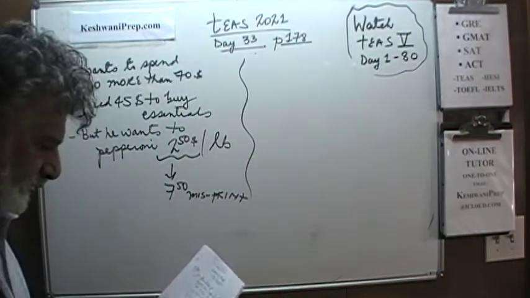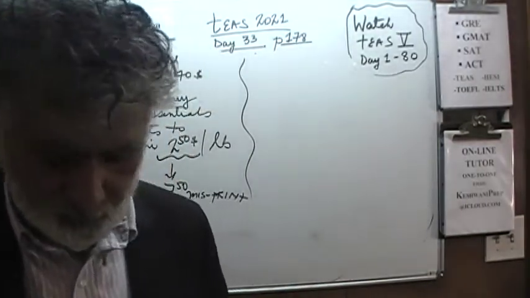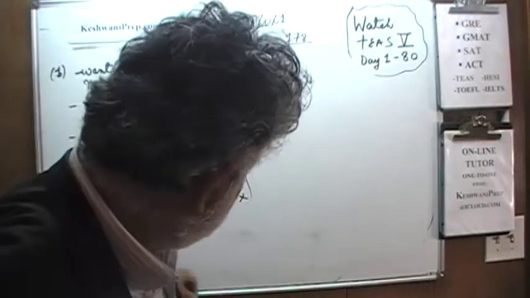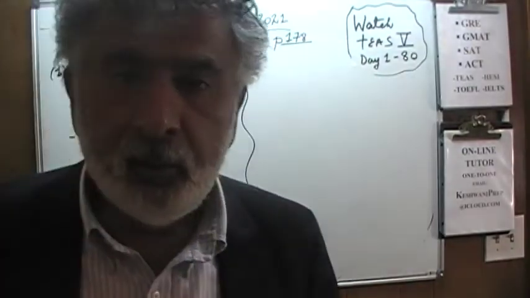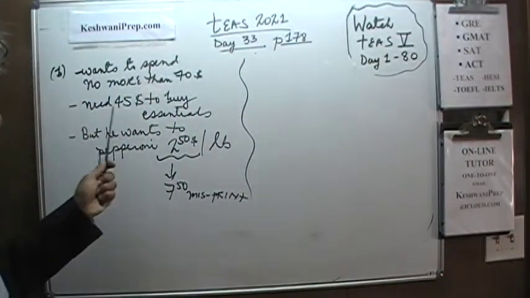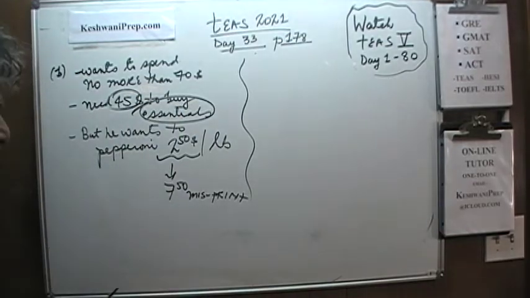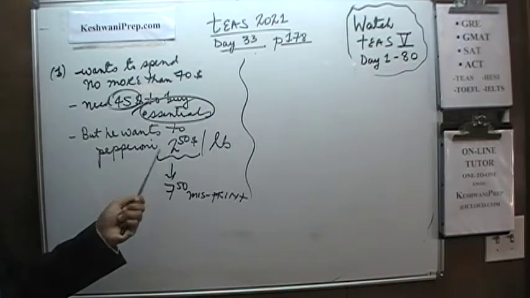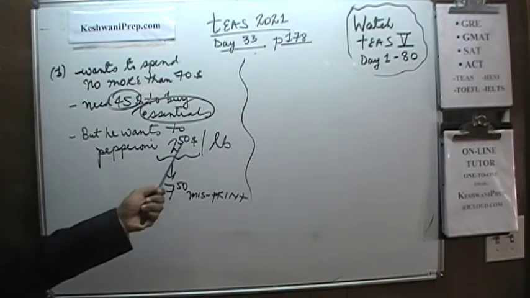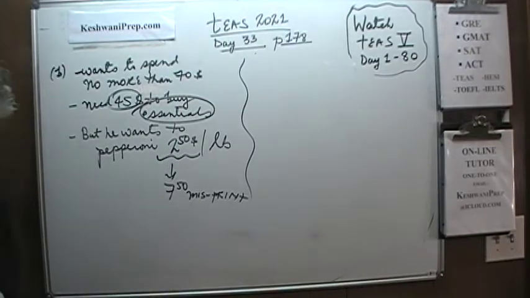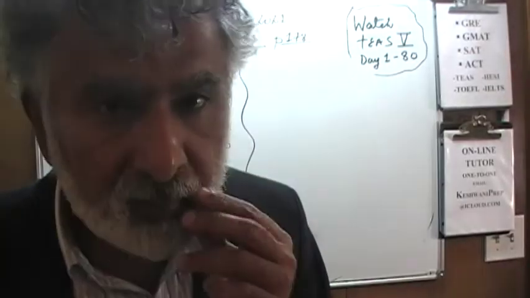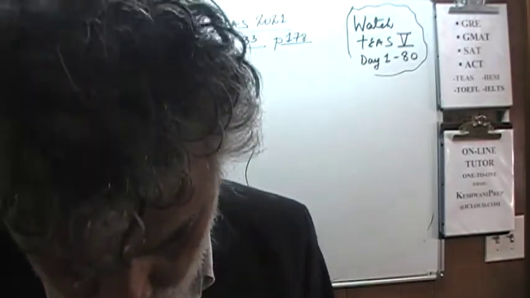So the question simply is, given these facts, the fact that he can spend no more than $70, the fact that of the $70 he has to spend $45 just to buy the essentials, he also wants to buy pepperoni, how many pounds can he buy with the rest of the money, given the fact that the pepperoni costs $2.50 per pound? Let's find out, shall we?